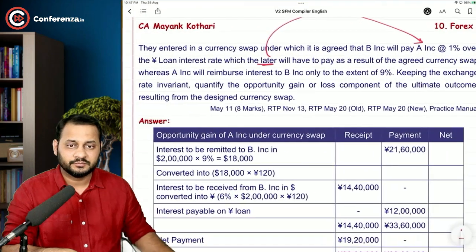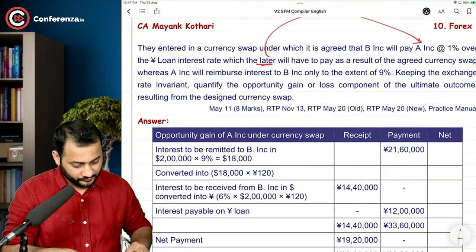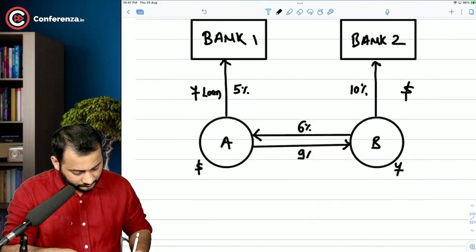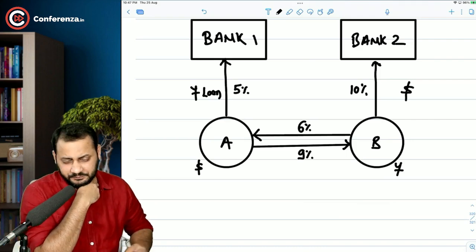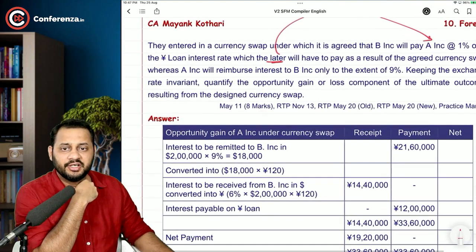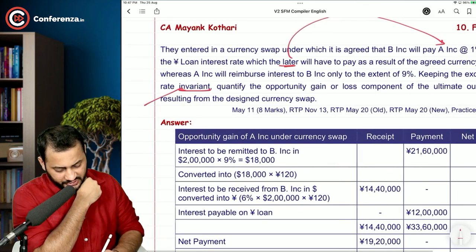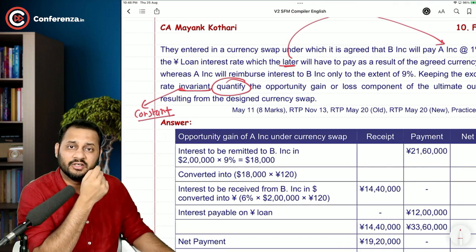How much? Only to the extent of 9%, clear cut. Doesn't matter what the other is paying. So this is how the swapping is done. Keeping the exchange rate invariant, that means constant. The exchange rate will be constant for the spot rate and after 1 year also. Quantify, underline this, you will have to actually calculate the values.